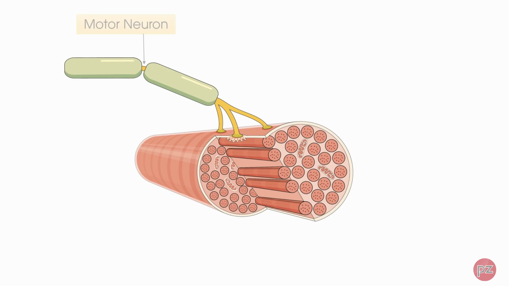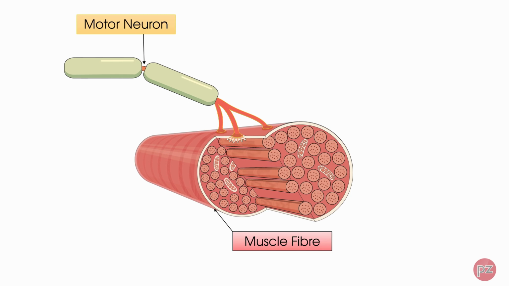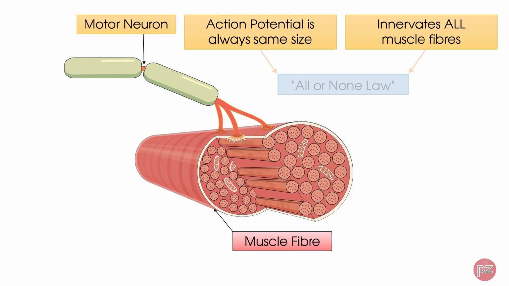So again, here's our motor neuron and our muscle fiber. So action potentials are always the same size. So when a motor neuron synapses with a muscle fiber and a single action potential comes down that motor neuron, it will provide a single action potential into all the muscle fibers it supplies. In this case, it's just the one. This action potential is always the same size in any given neuron, in any given muscle fiber. This is called the all or none law.